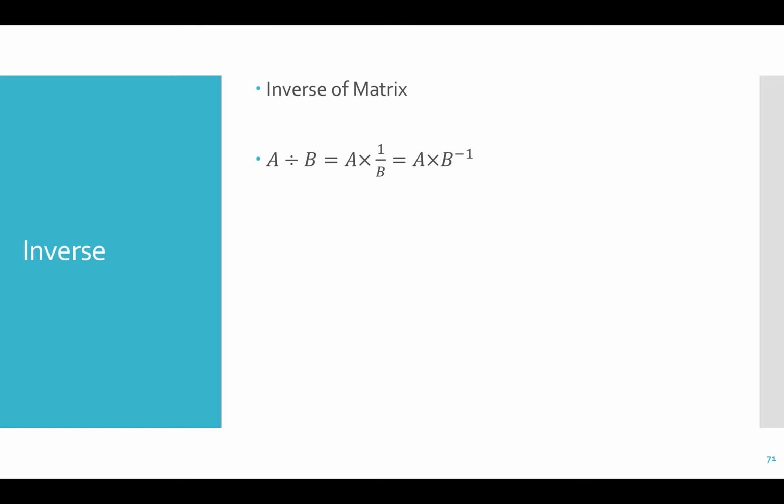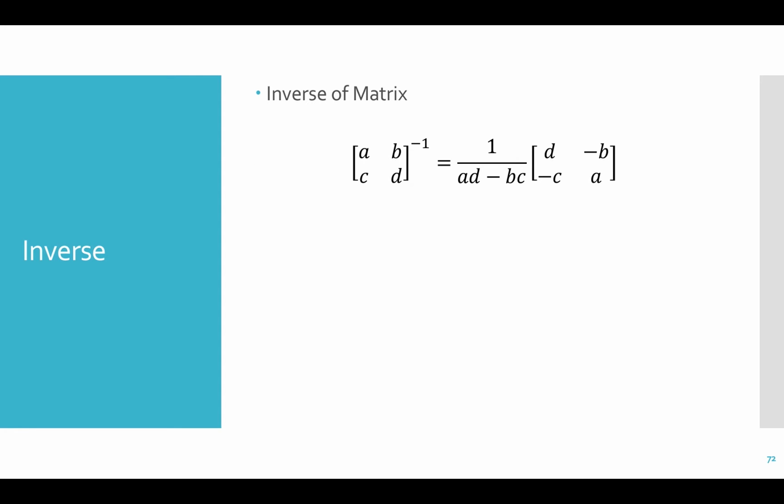So the inverse of a matrix is what we need to do matrix division. Okay, so A divided by B is A times 1 over B, which is A times the inverse of B. So what is a matrix inverse? Turns out the inverse of a matrix is actually very complicated, and there's all these crazy formulas, and I'm not going to make you memorize those.